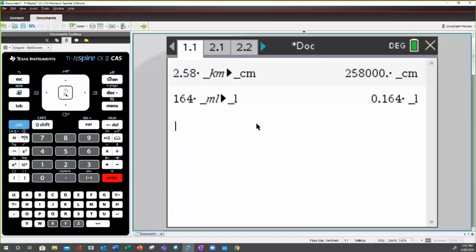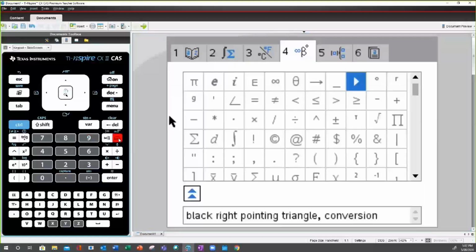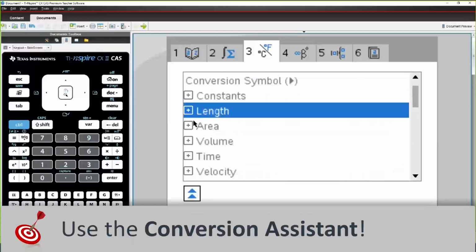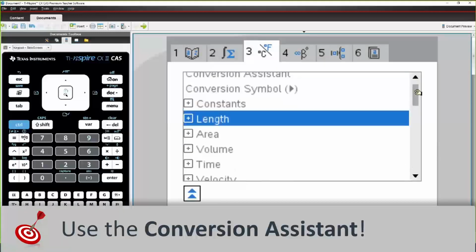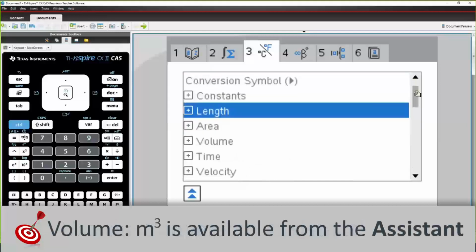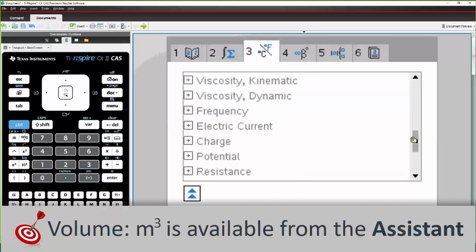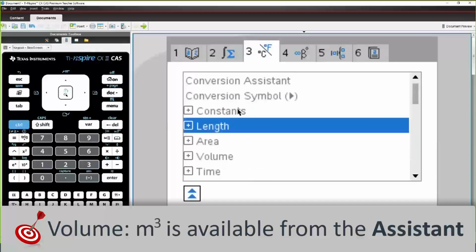Now, I've got another one here. I've got metres cubed into centimetres cubed. 3.29 metres cubed into centimetres cubed. Now, metres cubed is a volume, but if I go into my catalogue and try to find it under volume, which is here, and as you can see, under units, you've got several different types of units. You've got constants, length, area, volume, time, velocity, temperature, and so on. There's a lot of different units. More than ample, more than everything you need for further maths.